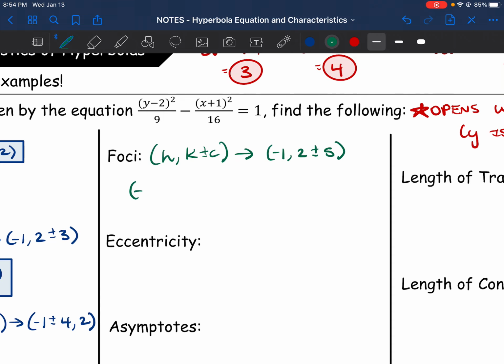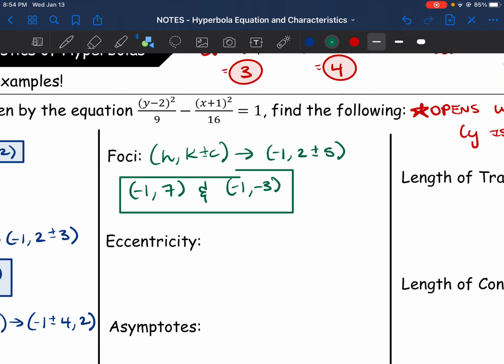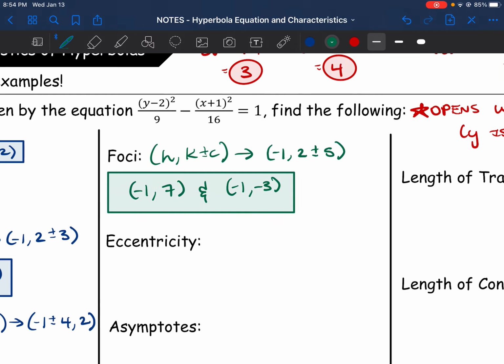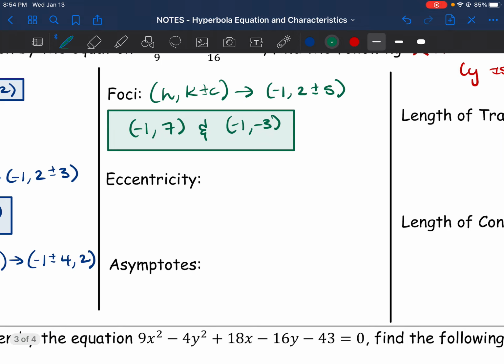Calculating both focus points, we get negative 1, 2 plus 5 will be 7. And we're going to get negative 1, 2 minus 5, that's negative 3. So (-1, 7) and (-1, -3). I want the box that gets shaded in. There we go.